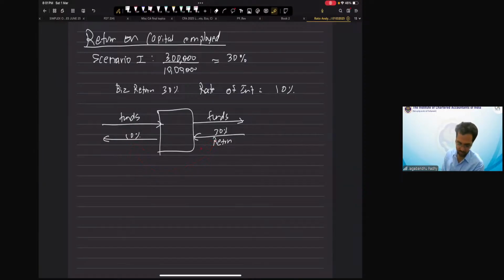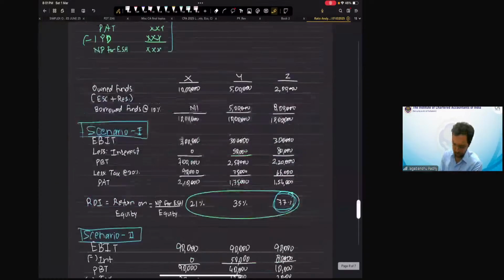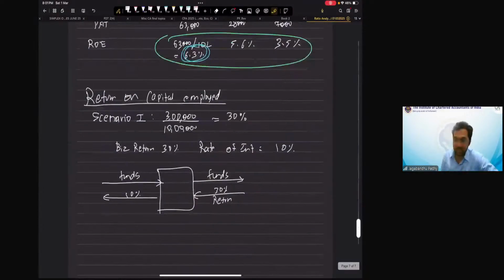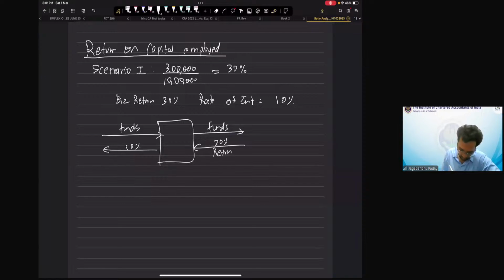And due to that, can I say the company which has borrowed money is actually generating a larger amount of profit, which is 77%. But then this doesn't work always. Like in scenario 2, the return on capital employed was 90,000 on an investment of 10 lakh, which is 9%.